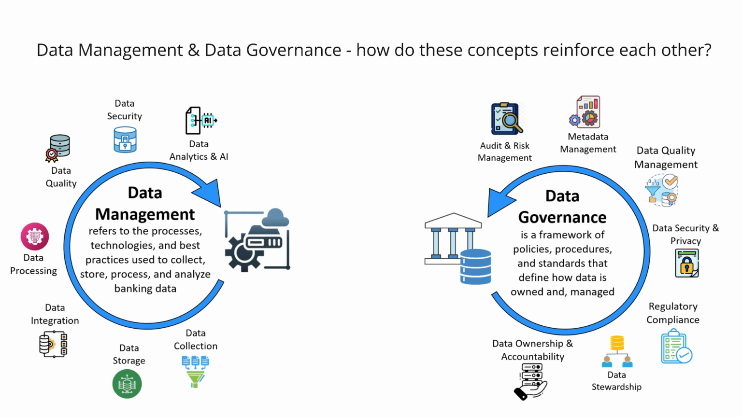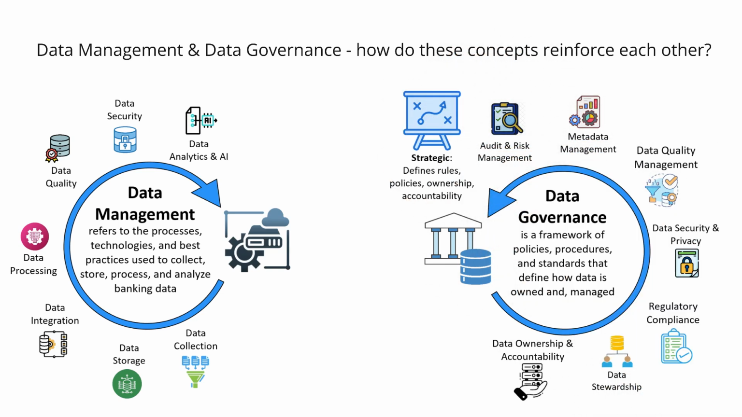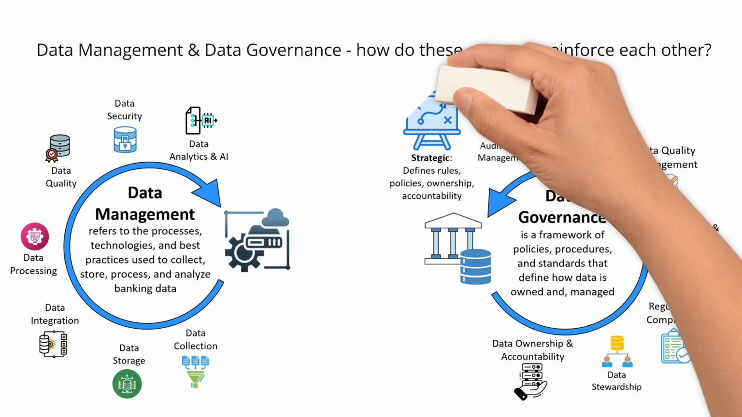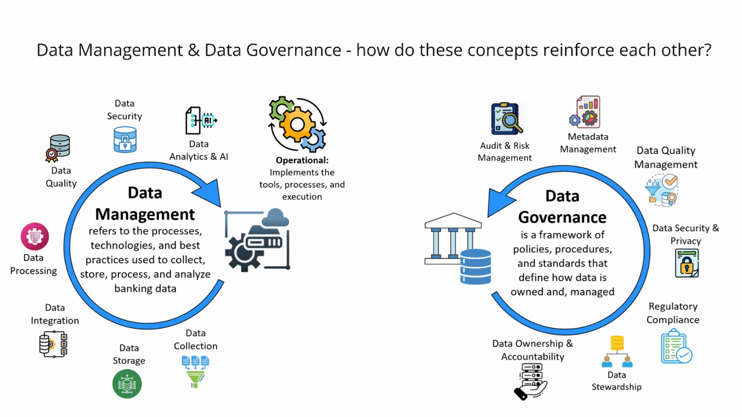How are data management and data governance interrelated? Data management and data governance are deeply intertwined and mutually reinforcing in any banking or enterprise context. Here is how they affect each other. Data governance is strategic: it defines rules, policies, ownership and accountability, what should be done. It sets the framework. On the other hand, data management is operational: it implements the tools, processes, and execution. How is it actually done? It executes within the framework set by the data governance.